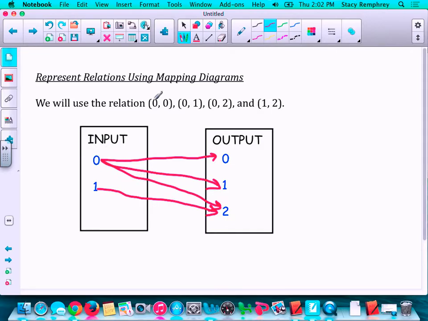So again, you match the x value. 0 was matched with 0, and 1, and 2. And the 1 was matched with 2.